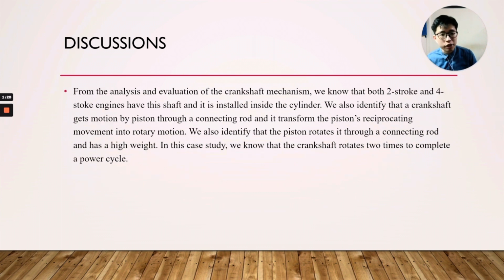From the analysis and evaluation of the crankshaft mechanism, we know that both 2-stroke and 4-stroke engines have this shaft and it is installed inside the cylinder. We also identified that a crankshaft gets motion by piston through a connecting rod and it transforms the piston's reciprocating movement into a rotary motion. We also identified that the piston rotates through a connecting rod and has a high weight. In this case study, we also know that the crankshaft rotates 2 times to complete a power cycle. So move on to the next slide.